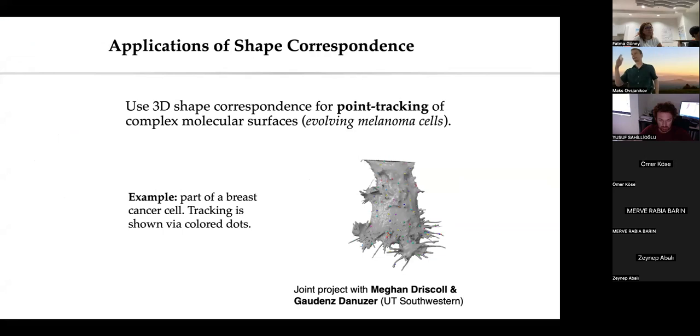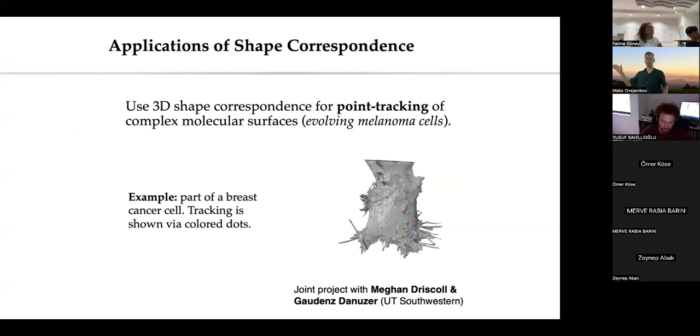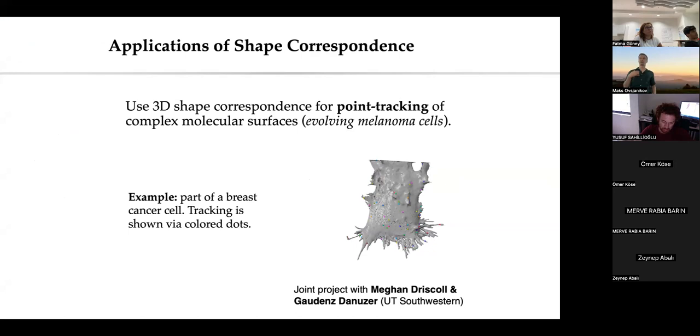And this is an ongoing project. It hasn't been published or even submitted yet, but in order to produce these results, we had to introduce some kind of time coherence. But the way that we do it, I think, is kind of suboptimal. So I think there's some room for improvement.